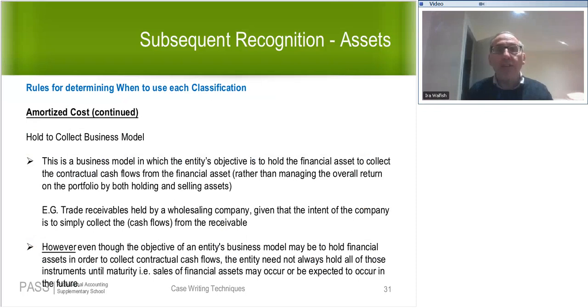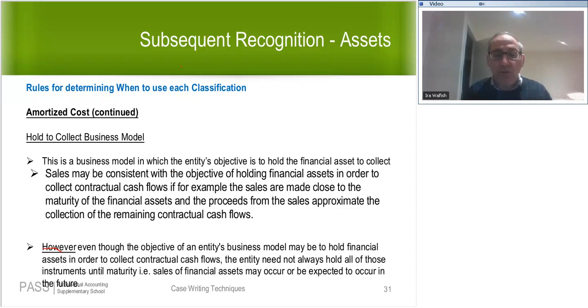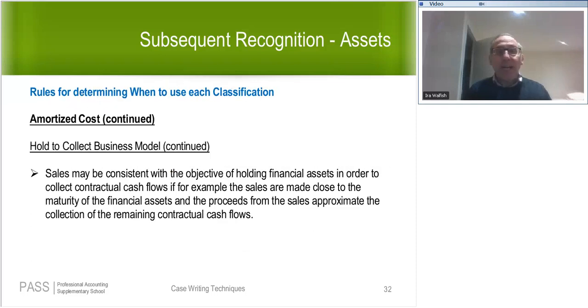Now, there is a however here. Even though the objective of the model may be to hold the assets to collect the contractual cash flows, that doesn't mean that the company can never ever sell them. What it means is the following. The entity does not always have to hold all these instruments to maturity. Obviously, sales of these assets may occur or be expected to occur in the future. But the sales need to be consistent with the objective of holding the assets in order to collect contractual cash flows.